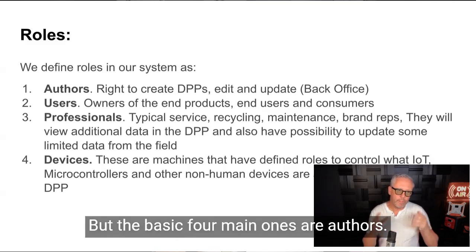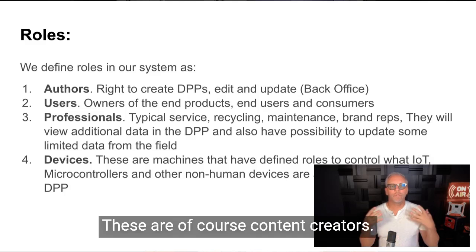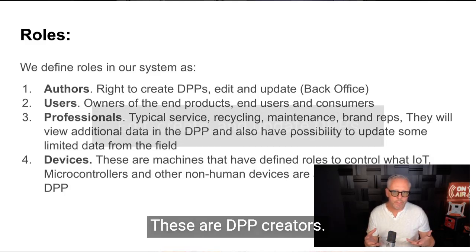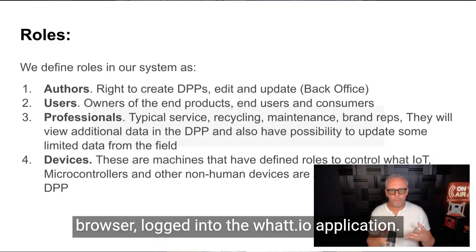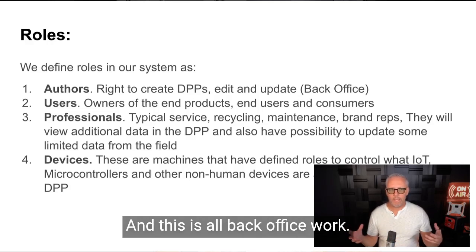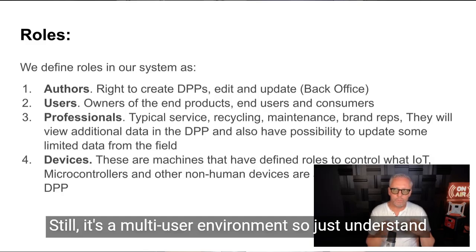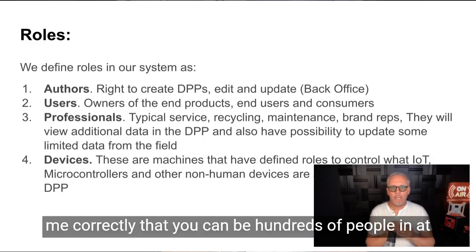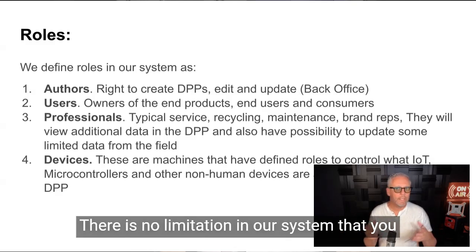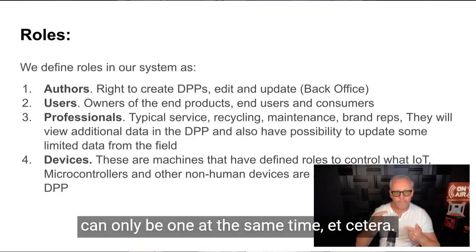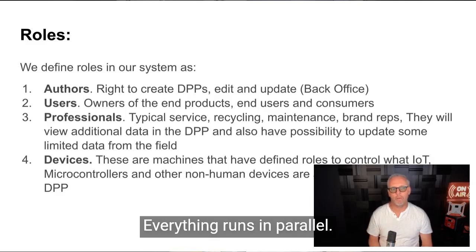But the basic 4 main ones are authors. These are, of course, content creators. These are DPP creators. They have the ability to edit, create new DPPs, update the DPPs, and they do that on the web, in the web browser, logged into the What.io application. And this is all back office work. Still, it's a multi-user environment. So just understand me correctly that you can be hundreds of people in at the same time working in these systems as authors. There is no limitation in our system that you can only be one at the same time. Everything runs in parallel.